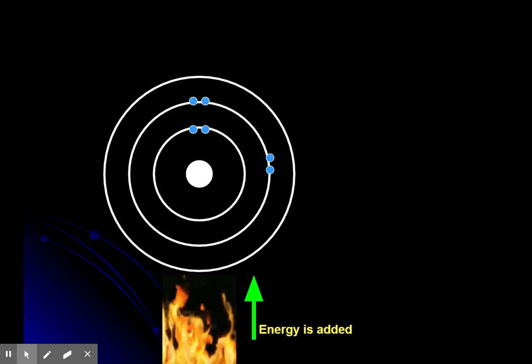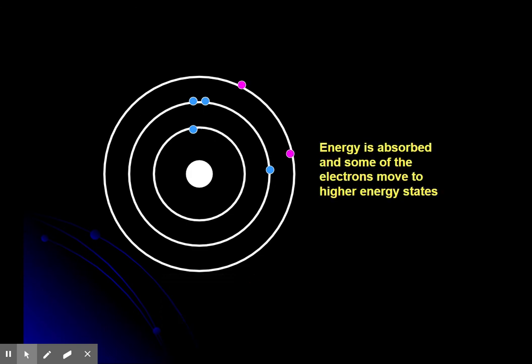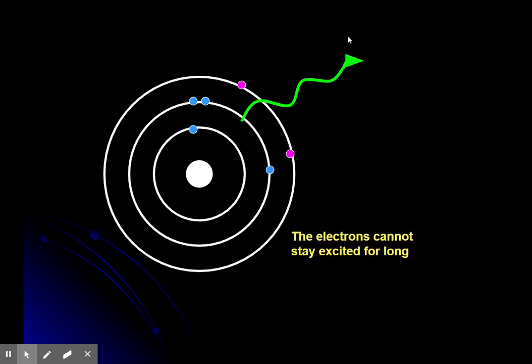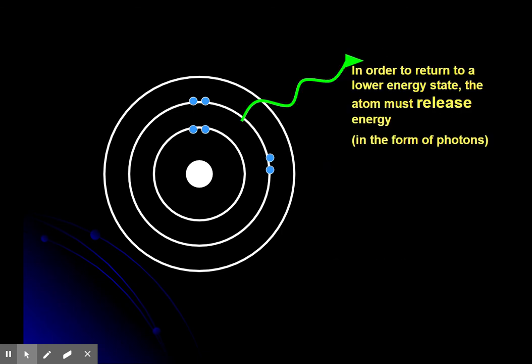The electrons are going to absorb that energy and they're going to move to a higher energy state. So now I colored them purple. So they've moved to a higher energy state. And so they've gone up energy levels or energy sublevels. They can't stay there very long. So what's going to happen is they're going to return to a lower energy state by releasing some of that energy. And now you see the electrons have moved back down, but they have to give off energy.